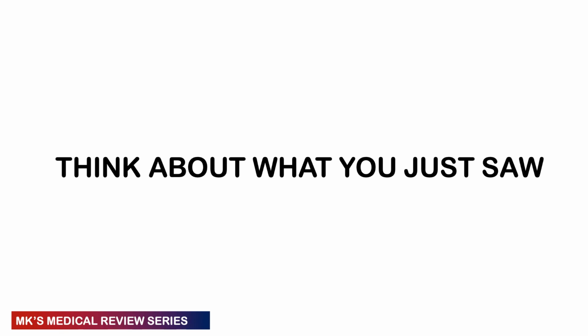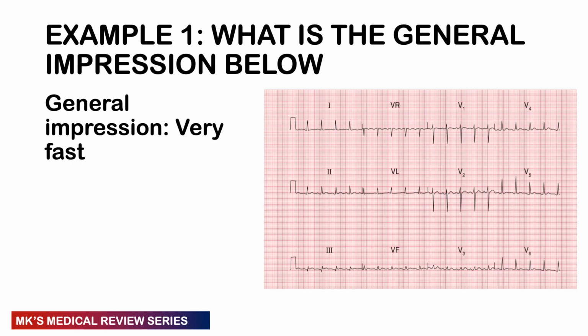Okay, think about what you just saw. What do you think you just saw on the previous ECG? Is it a very fast rhythm, very slow rhythm, or an ugly morphology? Have your answer? So that's a very fast rhythm, as we can see, very fast. The QRS complexes are very close to each other. Let's move to the next one.